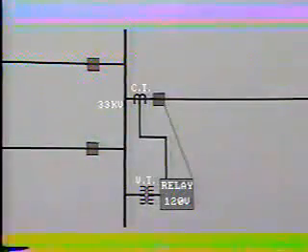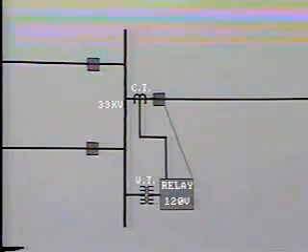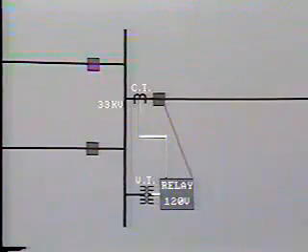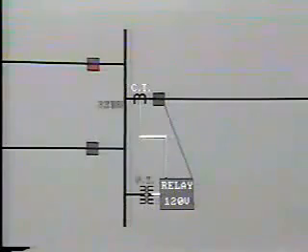However, let's return to the thrust of this program, that is, protective relaying of the power system. This circuit shows the elements of a very basic protection scheme. The inputs to the relays are provided by current and voltage. The voltage is measured by a voltage transformer connected to the bus, which may be at, say, 33 kV.